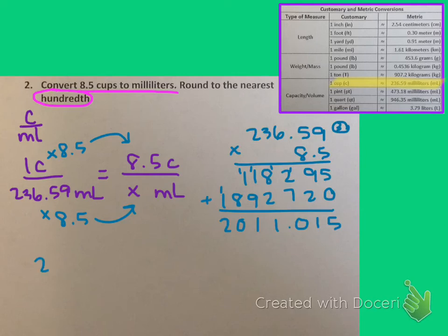So I got 2,011 and 15 thousandths, but we're told to round to the nearest hundredth. So if we do that, we're going to look at the thousandths place to help us see what to do with the number in the hundredths place. And in this case, we will round up. So it will be 2,011 and 2 hundredths, and then of course we need to make sure we label milliliters.